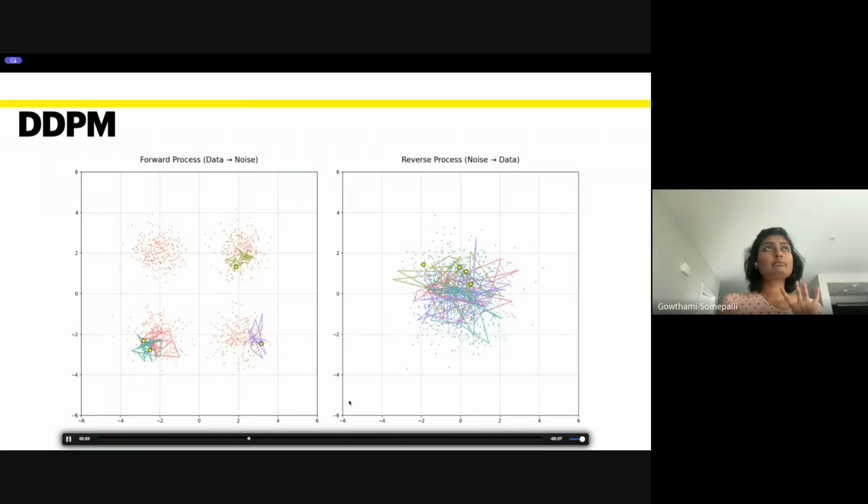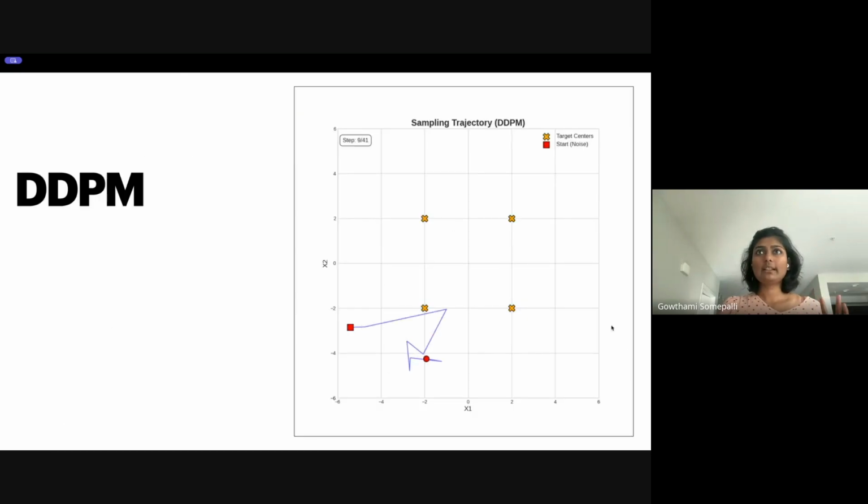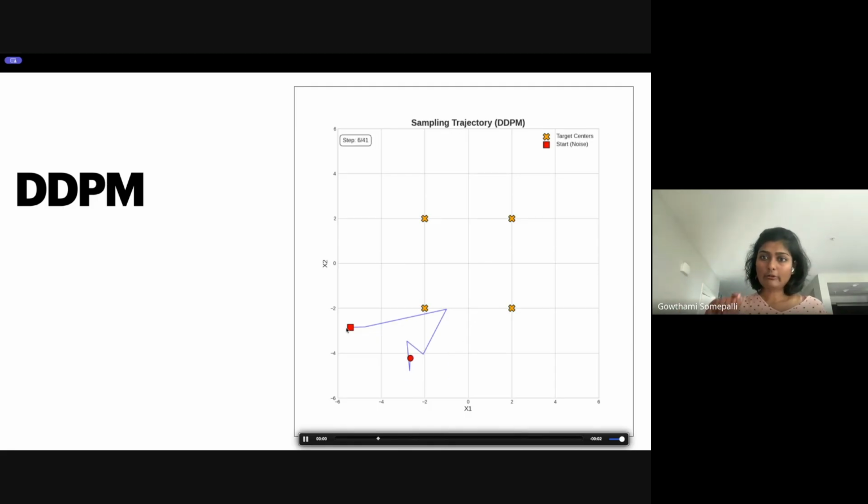Okay, so just to give you an intuition, essentially in a DDPM process, what happens is you take a lot of random steps. In the beginning, your steps are larger. Later on, your steps start becoming smaller once it gets closer to the target distribution.